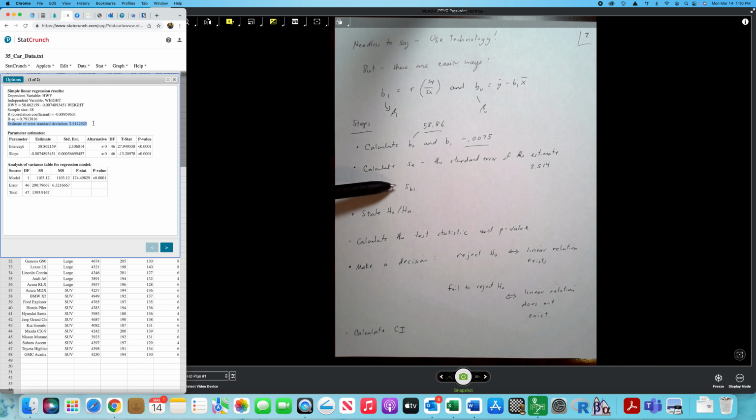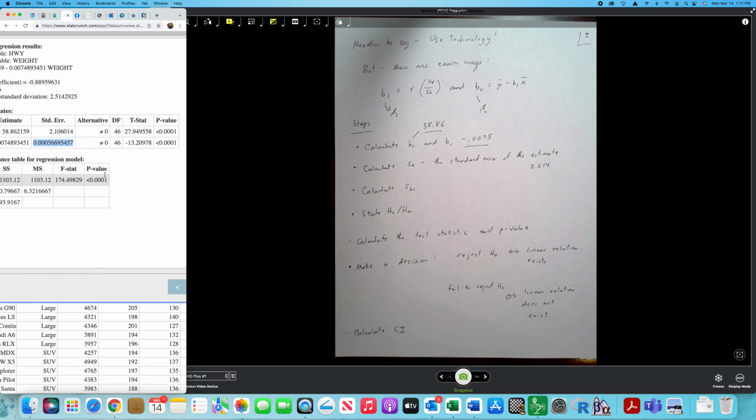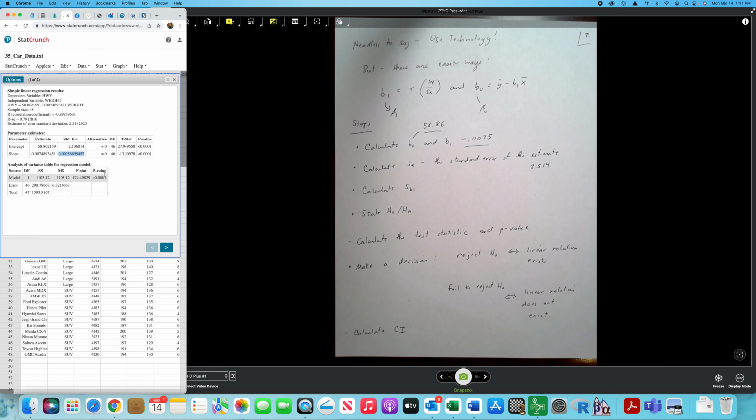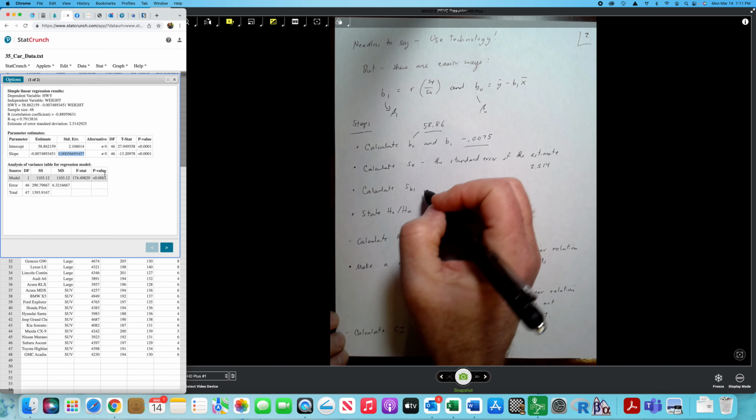Calculate the standard error for B1. Well, that value is right here. That's under the standard error for B1, which is our slope. So that would be how many zeros there? 3 zeros, so 0.0057.